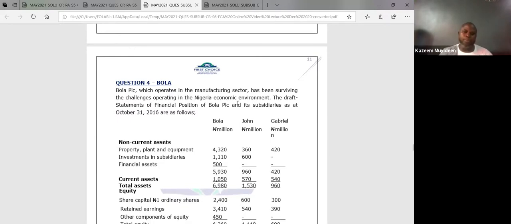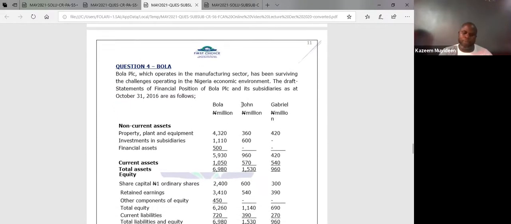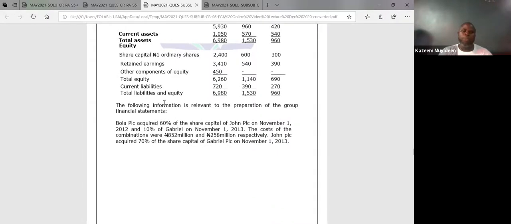Bola acquired 60% share capital on 1st November 2012 and 10% in Gabriel. He has a simple investment in Gabriel, but he has control over John. On 1st November 2013, it was a simple investment in 2013. But in 2012, he has 60% control.